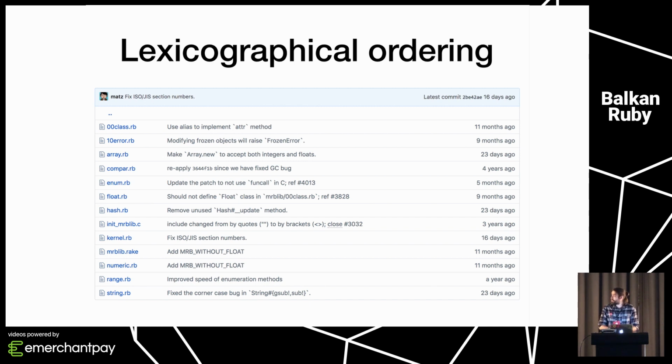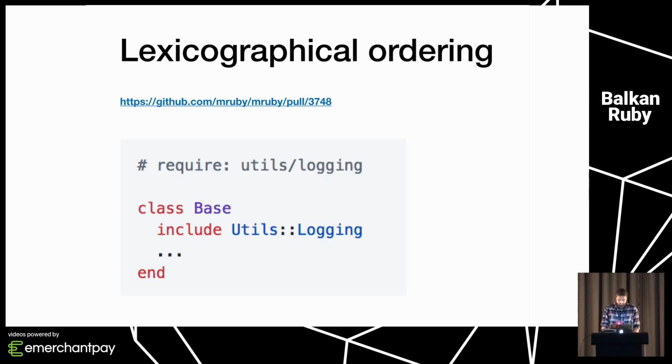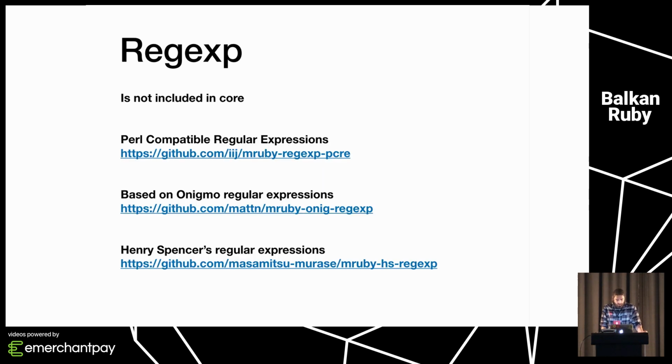And the next problem is lexicographical ordering. You can see the picture, and you can see 2 files with number prefixes at the beginning of the file name for valid ordering. But also there is an interesting pull request from Vladimir Dementiev. It's still open, but this pull request adds a special magic comment require, and after that you can require your other Ruby files, Mruby files, actually. Next limitation, regular expressions.